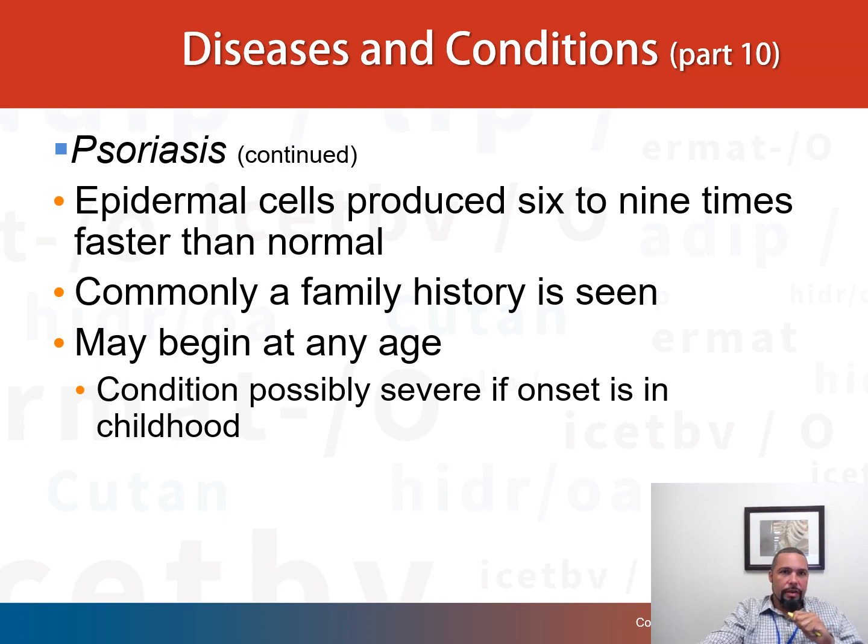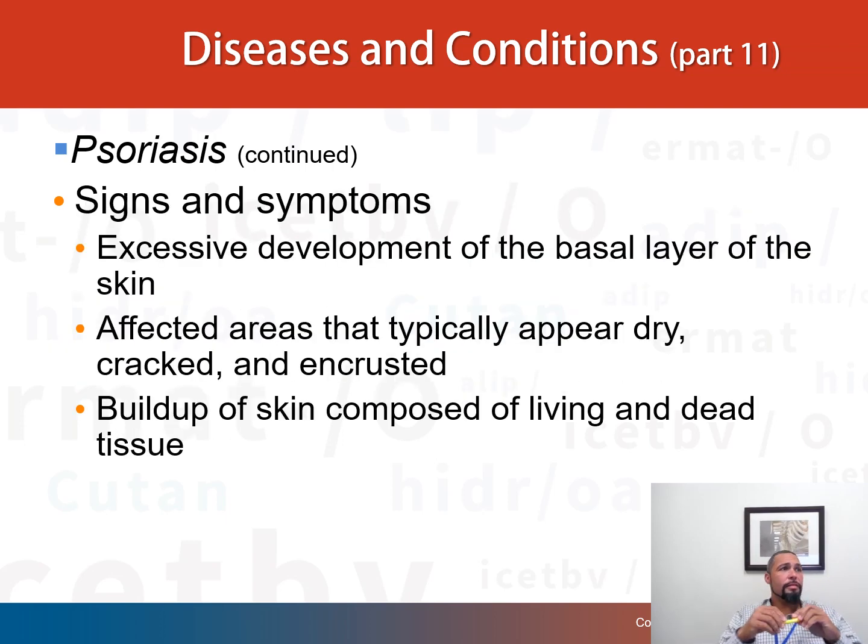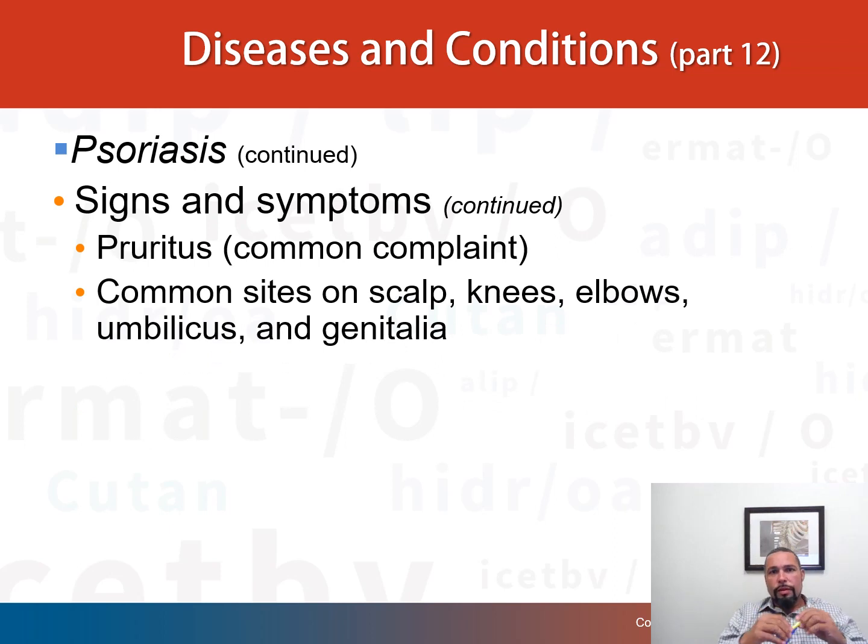What is considered severe? Some signs and symptoms, okay? Excessive development of the basal layer of the skin. The affected area that typically appears will be dry, cracked, and encrusted. The buildup of skin composed of living and dead tissue. So when we're dealing with psoriasis, one of the most common sites are going to be, of course, the scalp, the knees, the elbows, the umbilical, and the genital area.